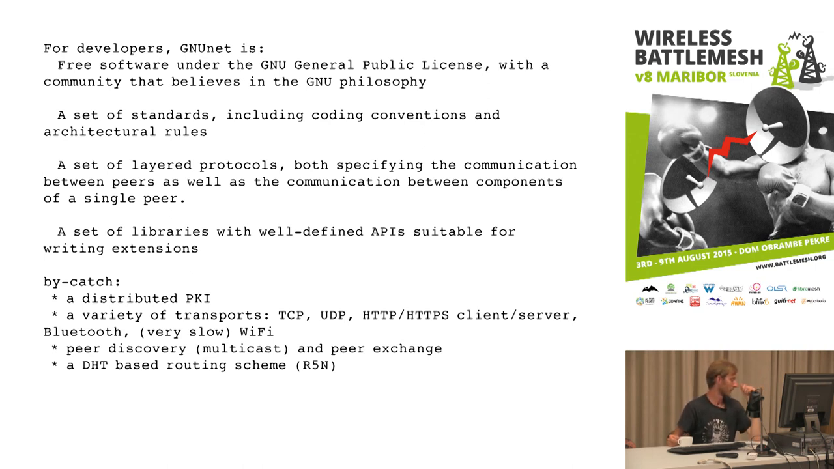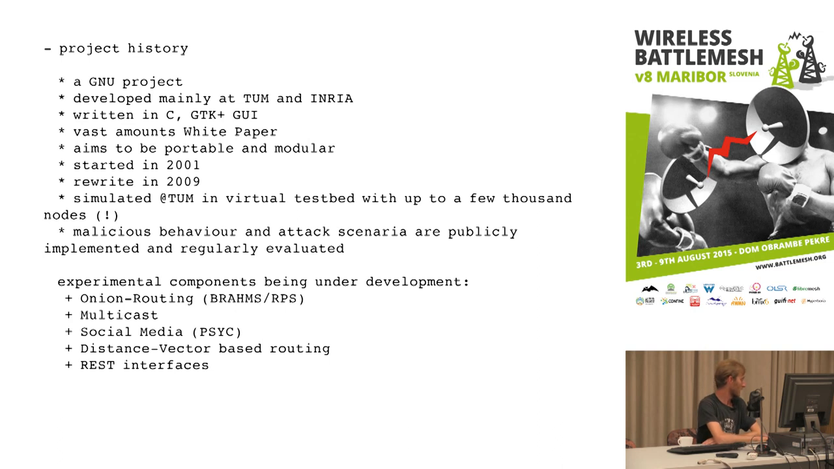So for that reason, they introduced a DHT-based routing scheme and came up with a special variant of a DHT called R5N. And there's a lot of white paper about it. I haven't read any of it, I must admit. So the project history, it's basically a GNU project, as the name suggests.